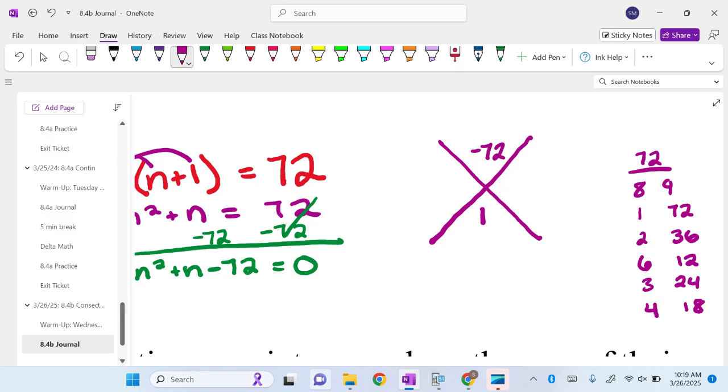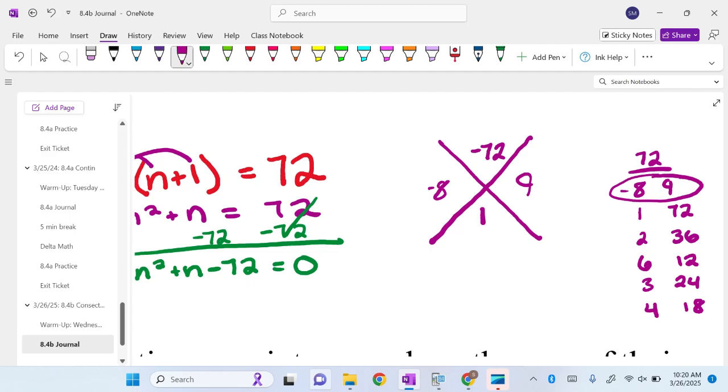So let's just list some factors of 72. What are some factors of 72? Just off the top of your head. 9 and 8. What's another one? 1 and 72. And then 6 and 12. 3 and 24. 4 and 18. All right. Which one of those, if I made one of them negative, because we're trying to get a negative product, would add to 1? 8 and 9. Which one has to be negative if I want positive 1? The 8. So I have negative 8 and positive 9 as my two factors.